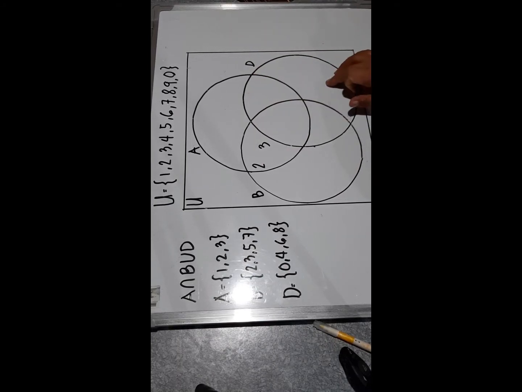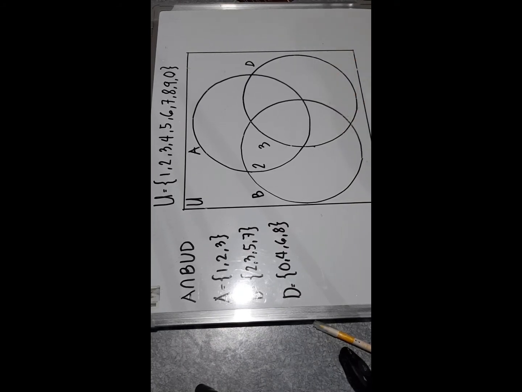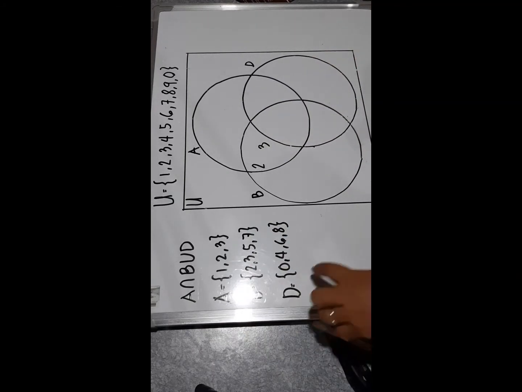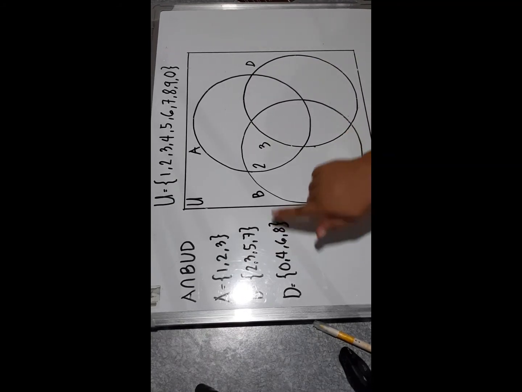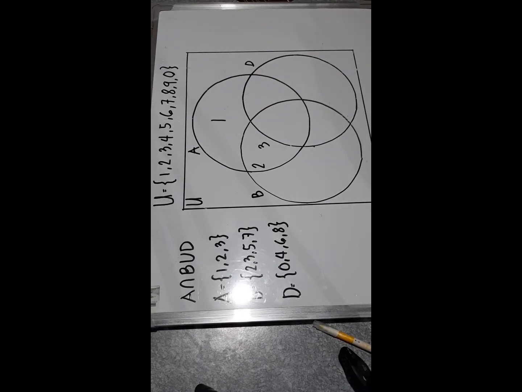On B and D, we have none. So we have nothing in B and D. And on A and D, we have none as well. So what is left on A is 1. So you write it on this portion.